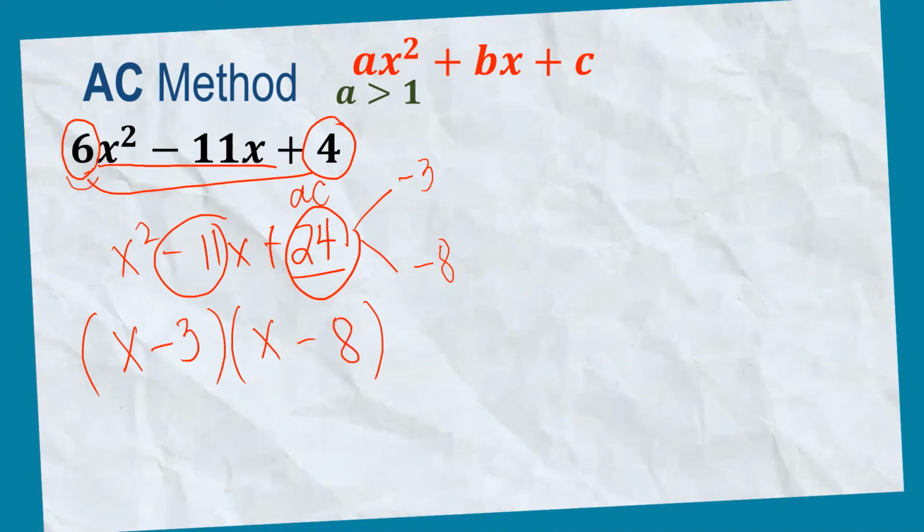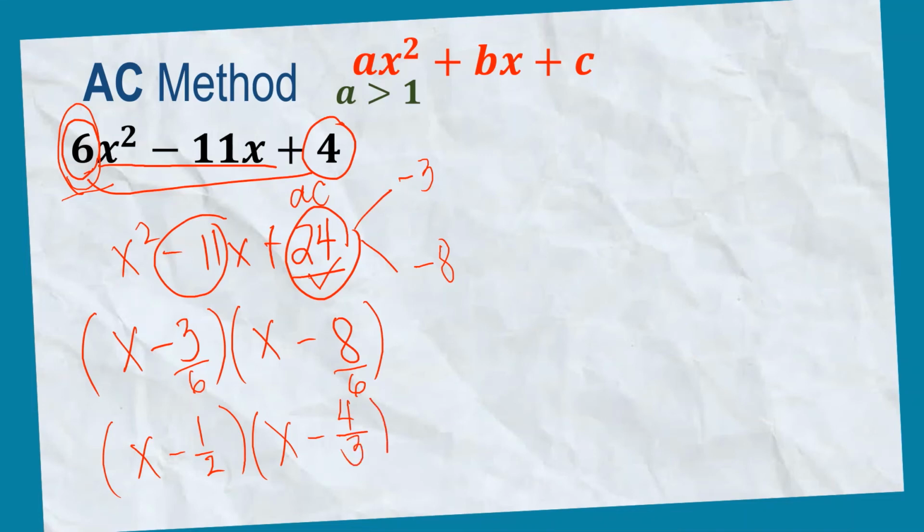Kanina ay minultiply natin si a kay c kaya nakuha natin si 24. Ngayon naman, i-divide natin si 6 sa mga factors na nakuha natin kay 24. So we have 3 divided by 6 and 8 divided by 6. I-simplify lang po natin sila. We have x minus 1 half and x minus 4 over 3.